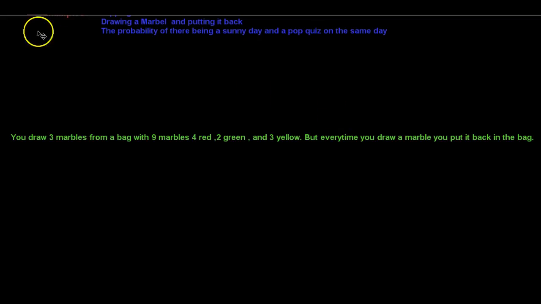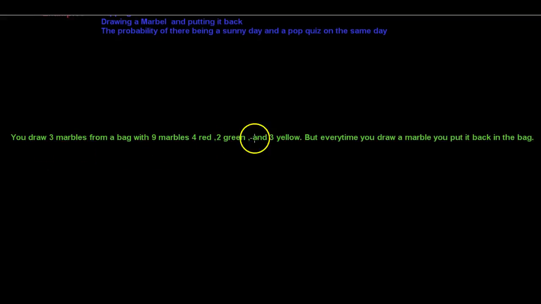So let's start with a bit of an example here. Let's say we draw 3 marbles from a bag with a total of 9 marbles in it. 4 are going to be red, 2 will be green, and 3 will be yellow. But every time you draw a marble, you put it back in the bag. So let's say we drew all yellow ones. Let's say we drew 3 yellow ones.